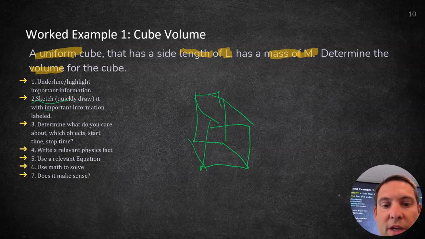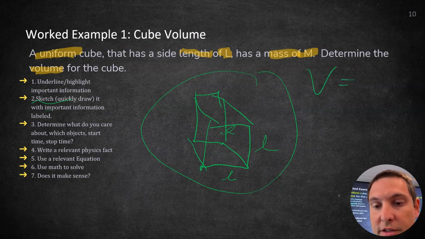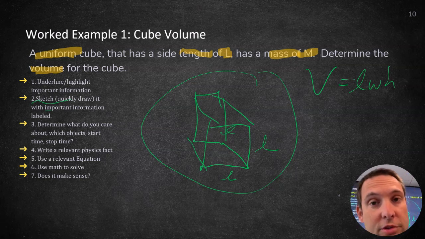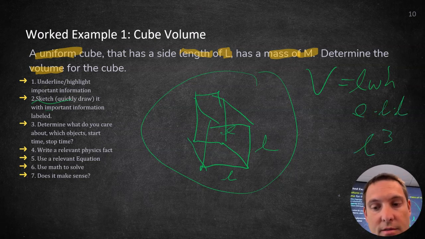For this problem, we only care about the cube. So why did I even bother sketching it? Because now that I see the cube, it reminds me that this, let's say that's L, and then that's L. So our volume for the cube is going to be length times width times height. And it's a cube, so all sides are the same. So it could be length times length times length, which is just length cubed.